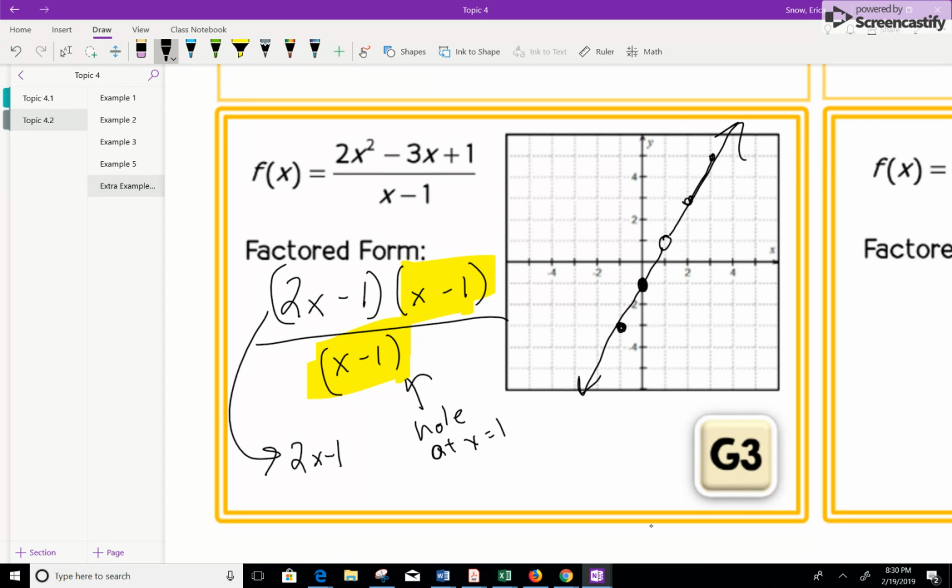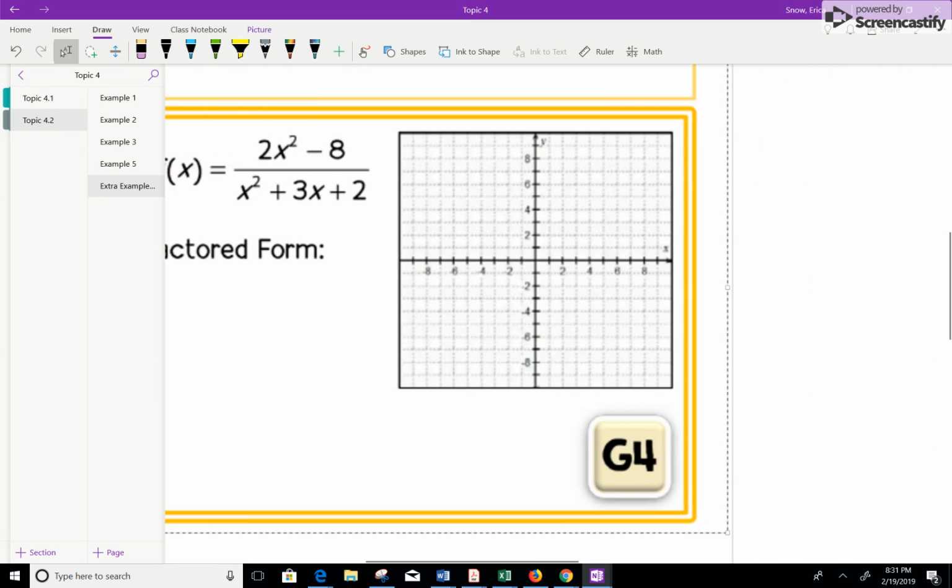There's no horizontal asymptote because this one is top heavy. And there's no vertical asymptote because our bottom is a removable discontinuity, meaning a hole.